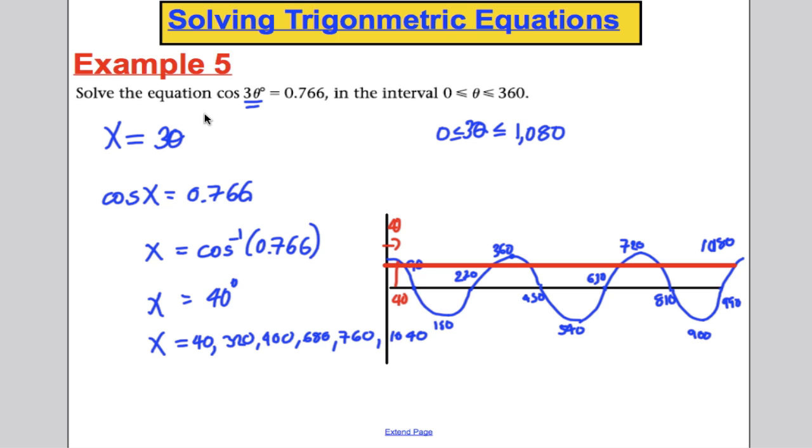But you want to solve for theta, and this was 3 theta, so theta must be all of this divided by 3, which is 40 over 3, 320 over 3, 400 over 3, 680 over 3, 760 over 3, and 1040 over 3. And you have found all your answers.